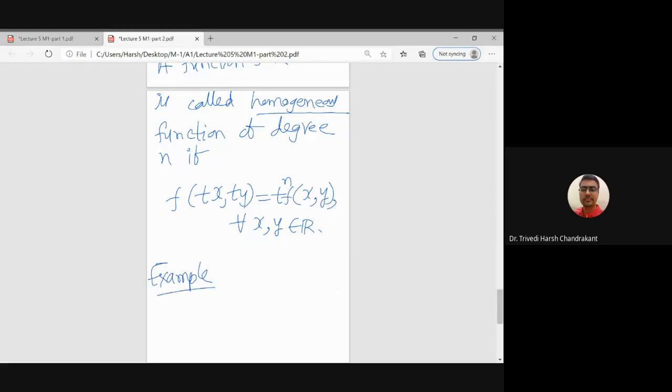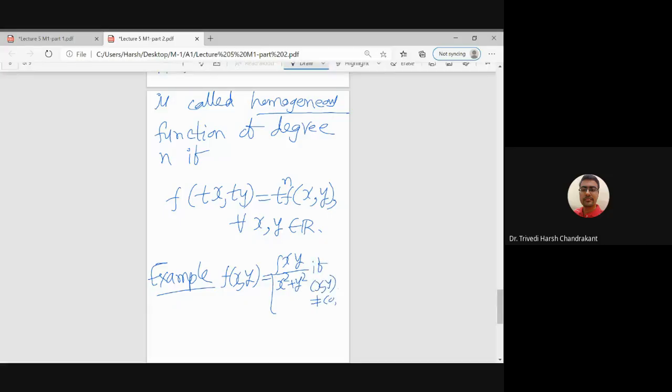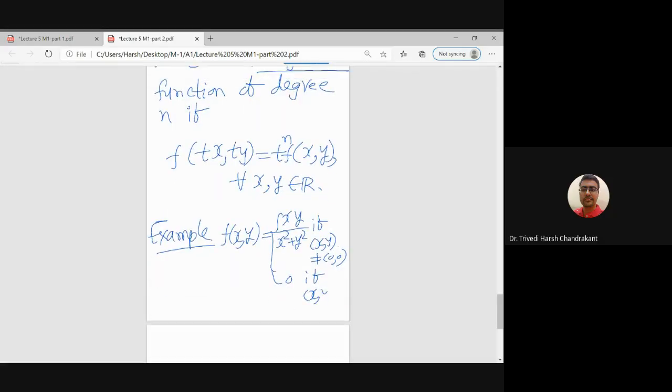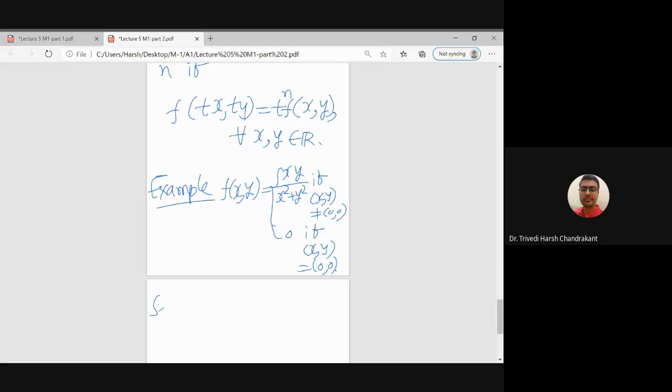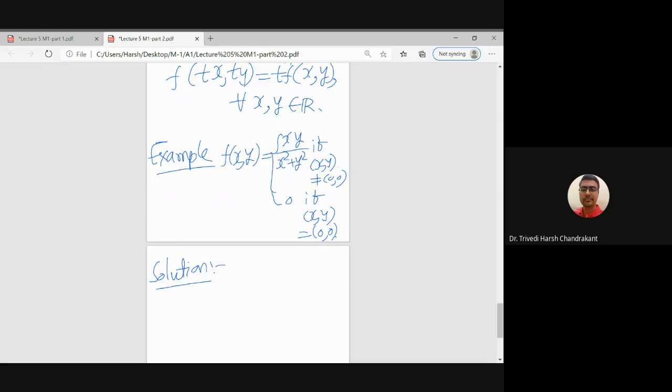So let us see one example. Take f of xy equal to xy divided by x square plus y square if xy is not equal to 0, 0, and the value is 0 if xy is 0, 0. If we have such a function defined from R to R, let us see if we can verify whether it is homogeneous or not. It may or may not be homogeneous, depending on whether some power of t we can take common.